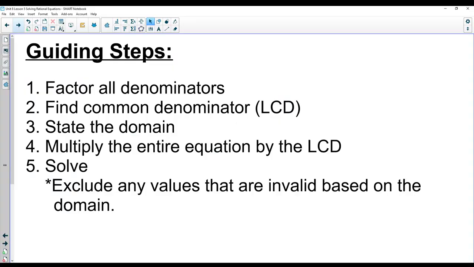So the guiding steps for this is factor, right? That's what we've been doing all along. That's the first step for everything: factor. And then we want to find the common denominator and state the domain. You can kind of mix step 2 and step 3. Next thing, multiply the entire equation by the LCD and solve. And at this point, when you're solving, you need to exclude any values that are invalid based off of the domain and the restrictions on the domain.